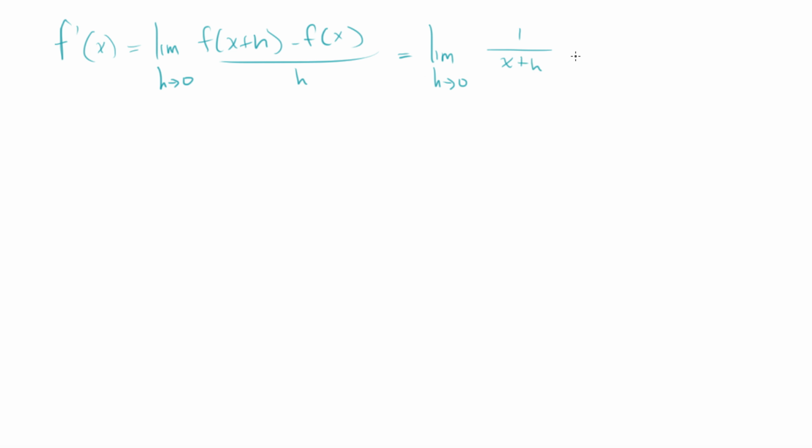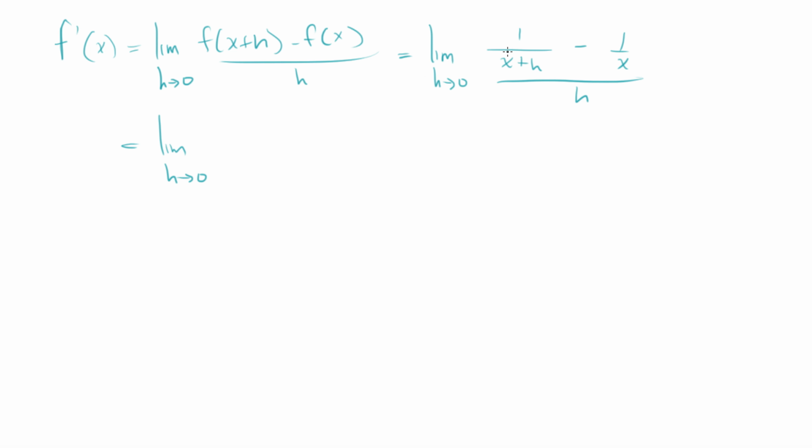So for f prime of x, get the limit when h approaches 0, f of x plus h minus f of x over h. Let's plug in x plus h on the function. So you get limit when h approaches 0. So we substitute x plus h on my function, so it's 1 over x plus h minus 1 over x over h. Okay. Again, the limit when h approaches 0.